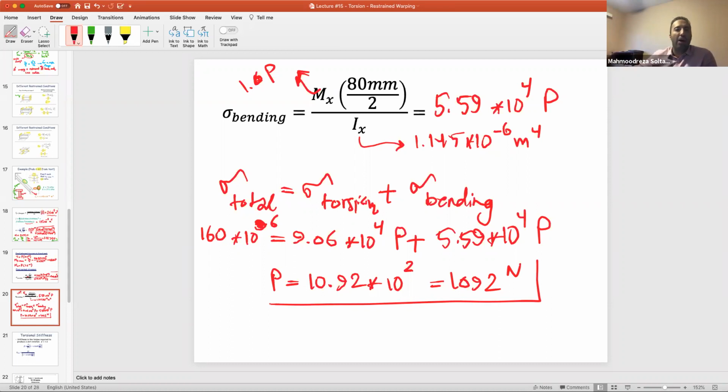Okay, this is the allowed P that can satisfy your problem, and you're not gonna pass your allowed normal stress for this section. Okay, so just continue.